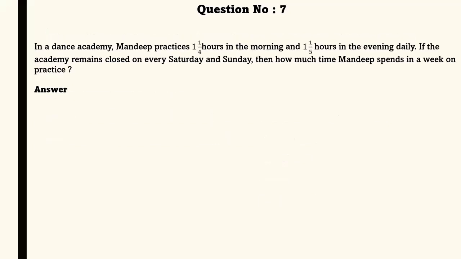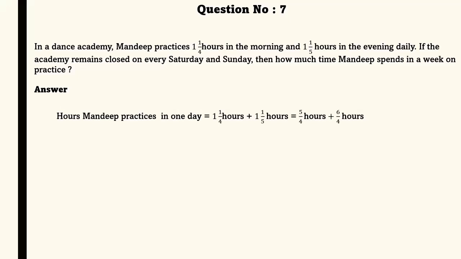Question number 7. In a dance academy, Mandeep practices 1 by 4 hours in the morning and 1 by 5 hours in the evening daily. If the academy remains closed on every Saturday and Sunday, then how much time does Mandeep spend in a week on practice? Mandeep practices in one day 1 by 4 hours plus 1 by 5 hours, which is equal to 49 by 20 hours.